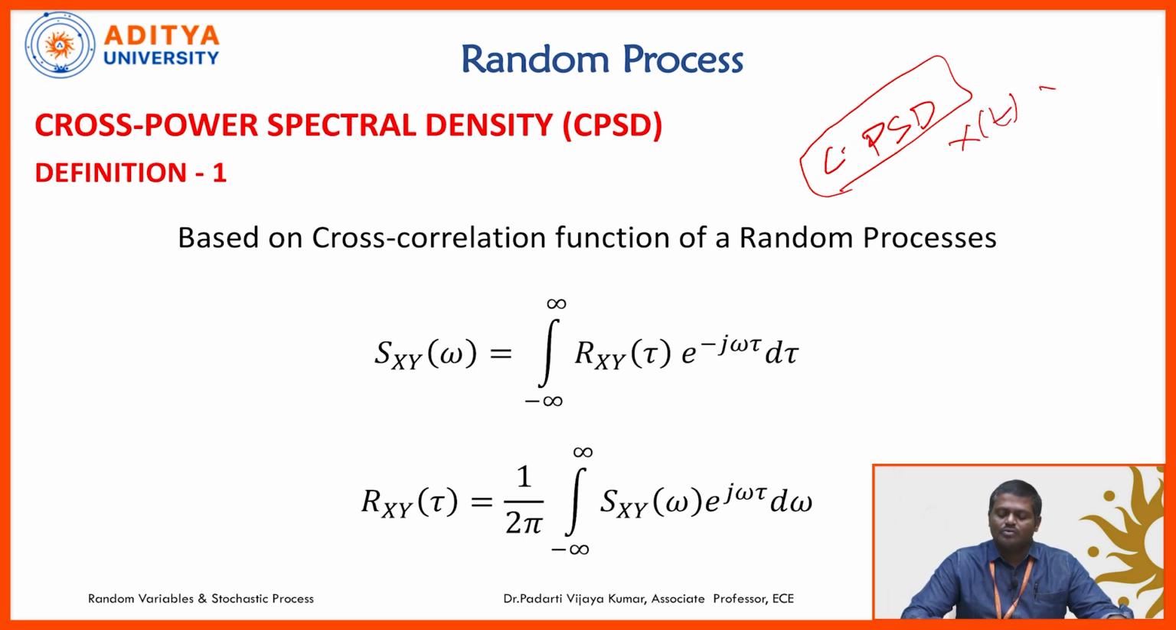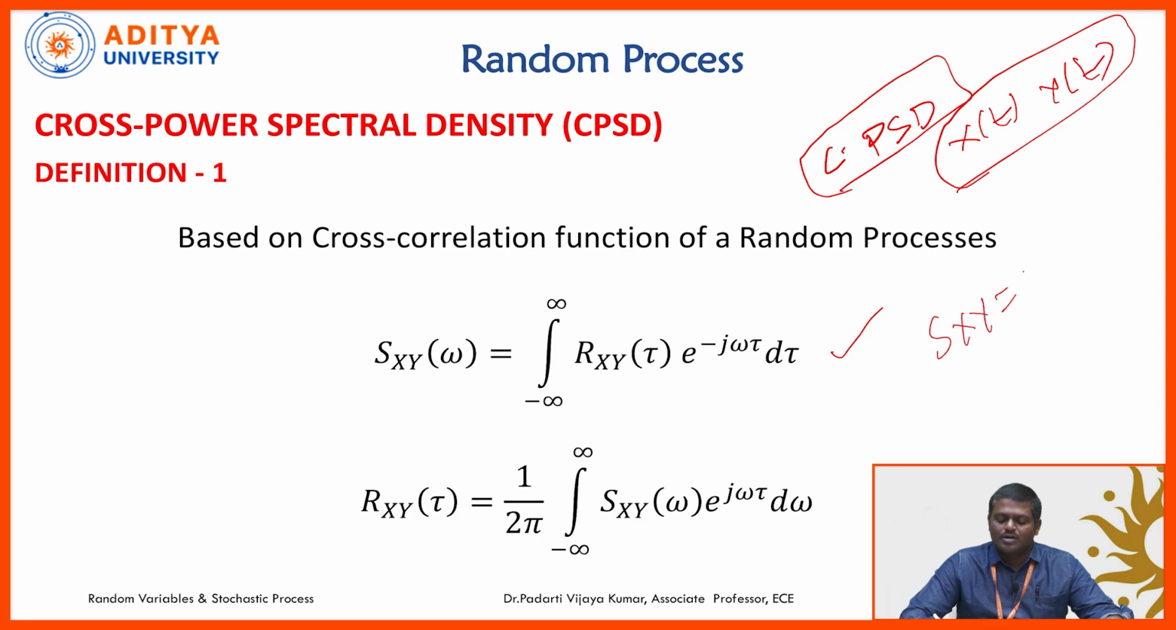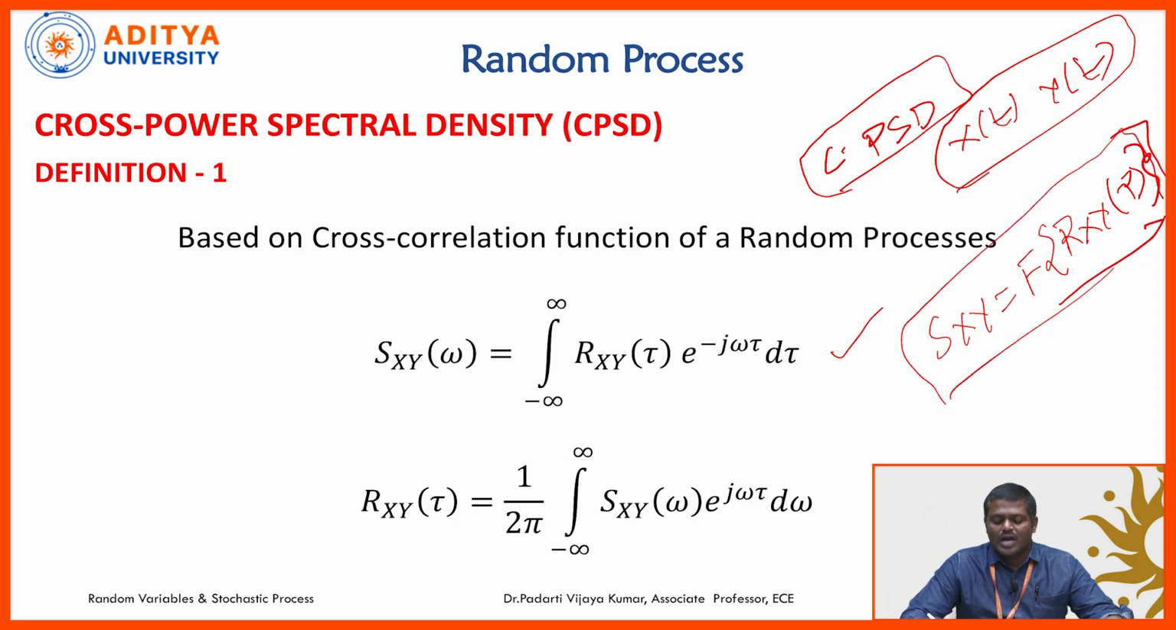Let us say x of t and y of t. So, over two different random processes, we are measuring the power spectral density, which is nothing but cross power spectral density. And we know the definition of cross power spectral density also can be computed with the help of cross correlation function. So, cross power spectral density is the Fourier transform of cross correlation function.